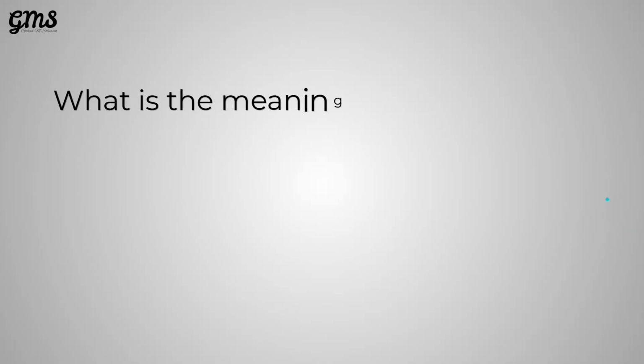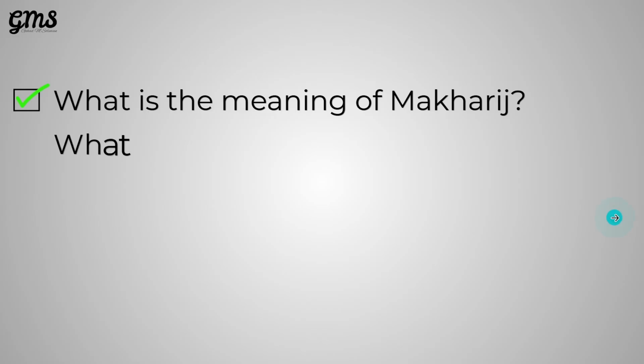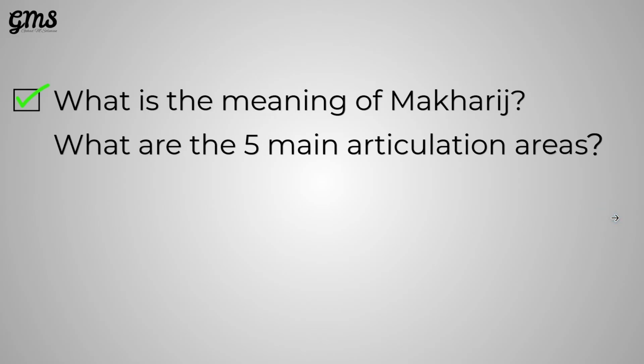We learned first what the meaning of Makharij is, and we said the word Makharij is the plural of Makhraj, which means the articulation area or the articulation point of the letter. Then we learned what the 5 main articulation areas are. As we said, the articulation areas are mainly only 5. And we learned what they are.